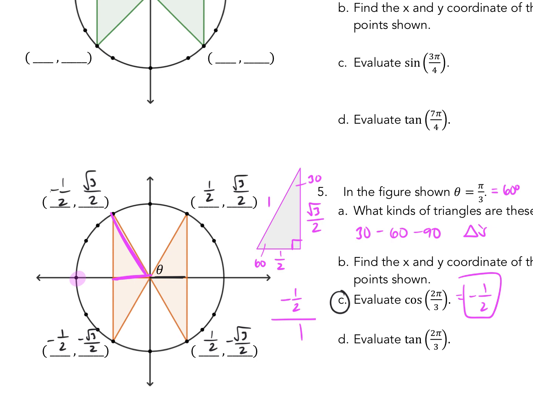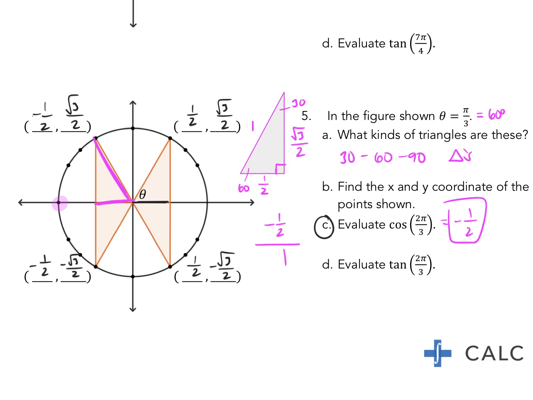All right, now if I want to evaluate tangent, okay? Tangent is opposite over adjacent, right? And I'm using that same angle. So tangent of 2 pi divided by 3 from this angle would be the opposite side length, this side length here, which is the square root of 3 over 2, divided by my adjacent side length, which is -1/2. Or technically this is my y value divided by my x value.